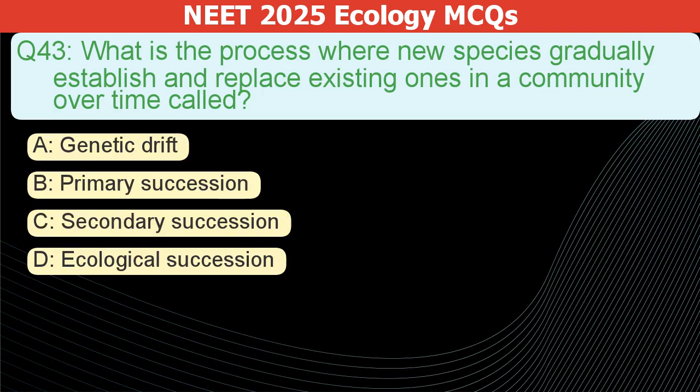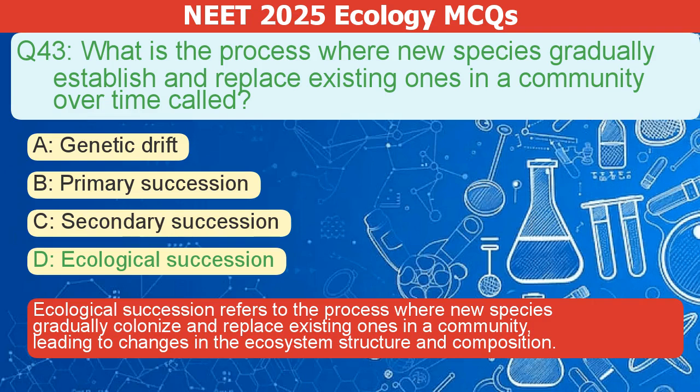What is the process where new species gradually establish and replace existing ones in a community over time called? A. Genetic drift. B. Primary succession. C. Secondary succession. D. Ecological succession. The correct answer is D. Ecological succession is the process where new species gradually replace existing ones in a community. This leads to changes in the ecosystem structure and composition.